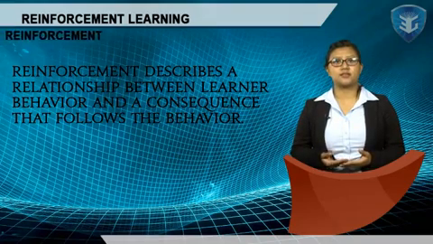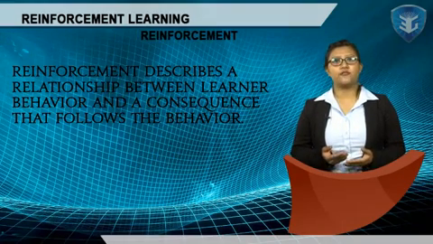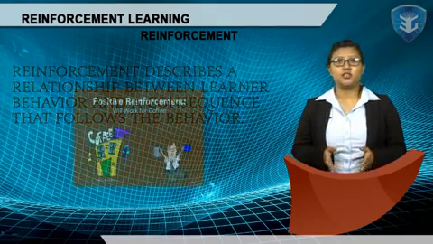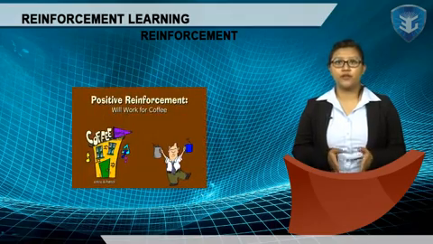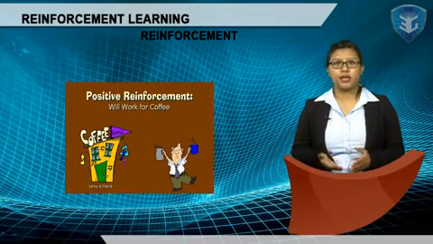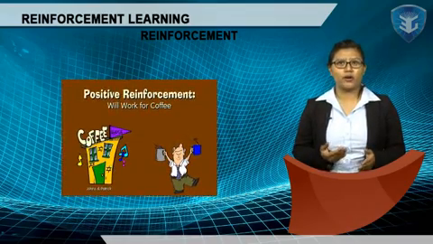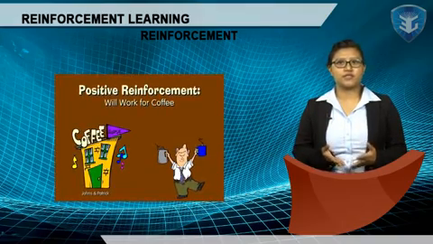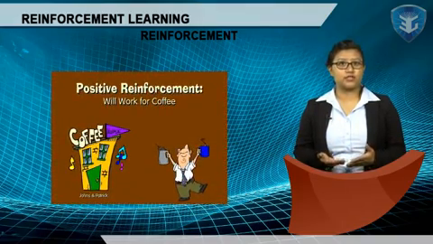Let us now discuss reinforcement. Reinforcement describes a relationship between learner behavior and a consequence that follows the behavior. This relationship is only considered reinforcement if the consequence increases the probability that a behavior will occur in the future, or at least be maintained. For example, children learn to ask for something politely if they want to receive it in return.